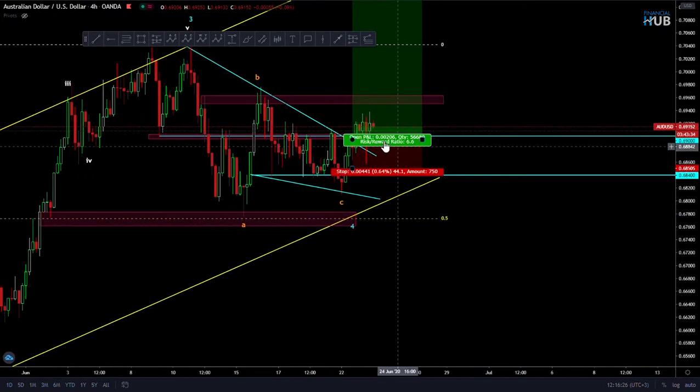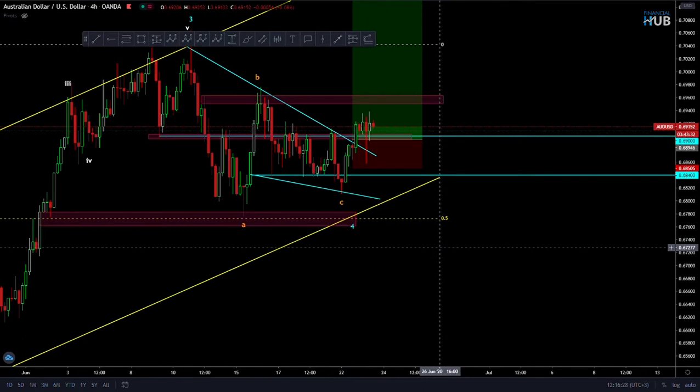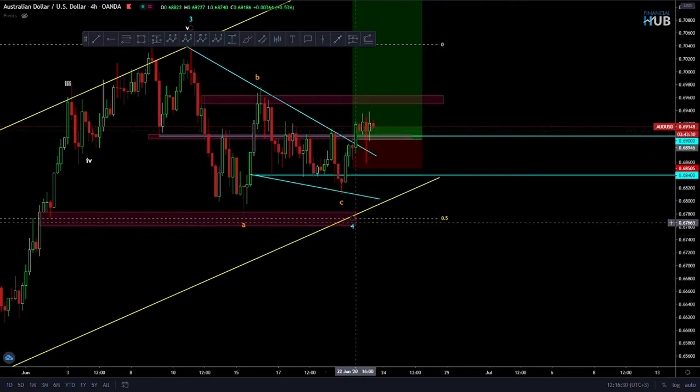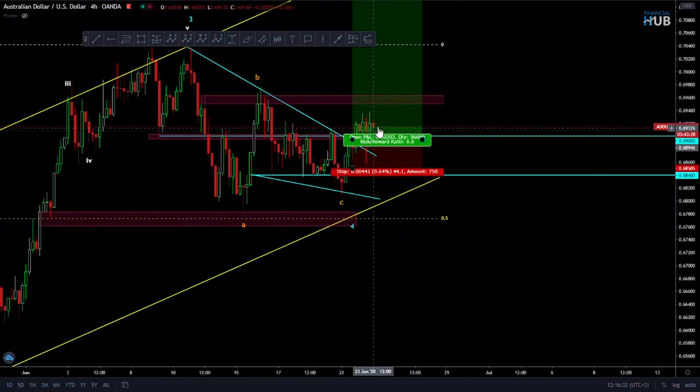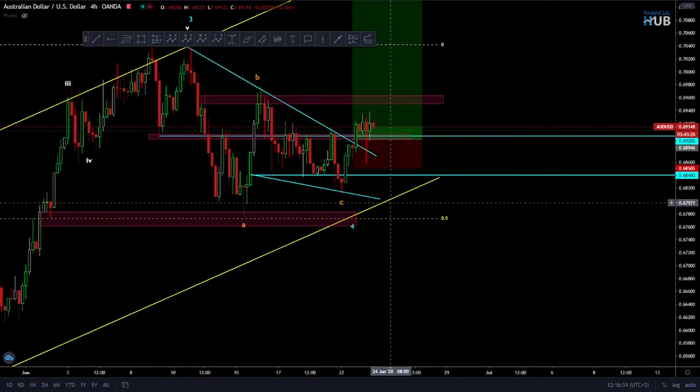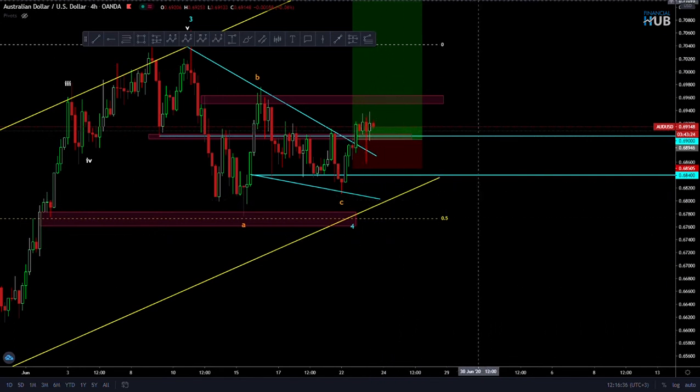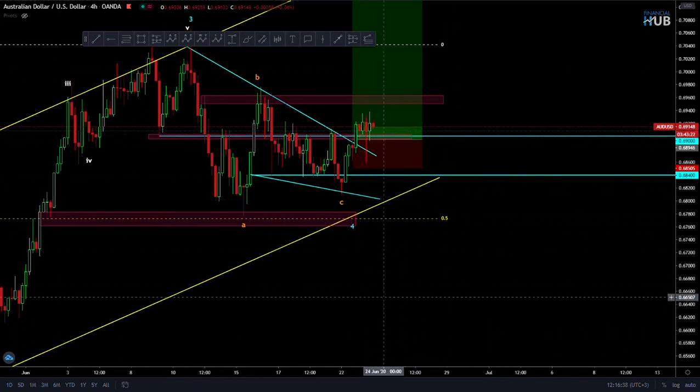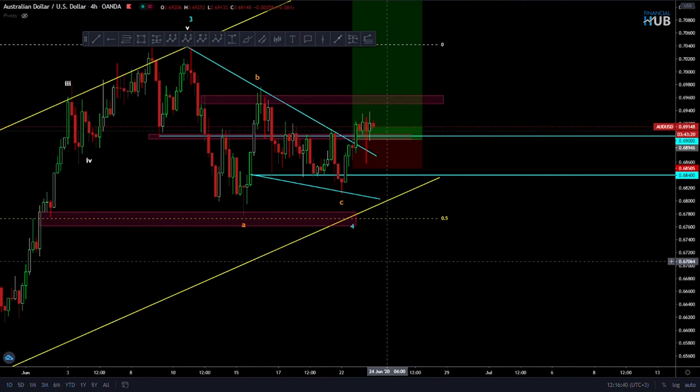If the market comes back down, breaks below 0.690, then I'll be really cautious about this trade, because there's that probability that market can come back down, touch this trend line before we get that push to the upside. So at the same time, I'm cautious, but I'm really bullish on this one.